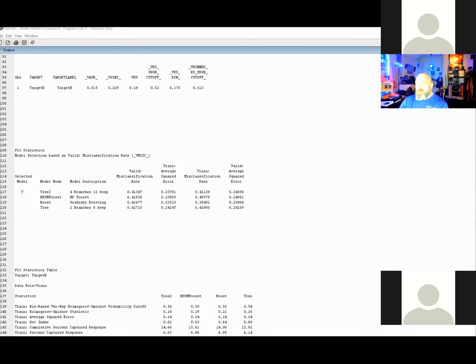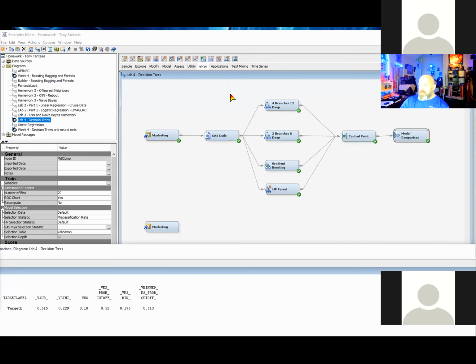All right. So then the next part, I took a screenshot of this for number 2, and I took a screenshot of my diagram for number 1, just as it is right here.